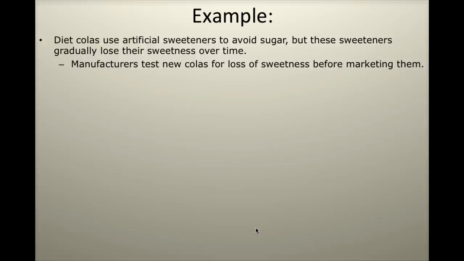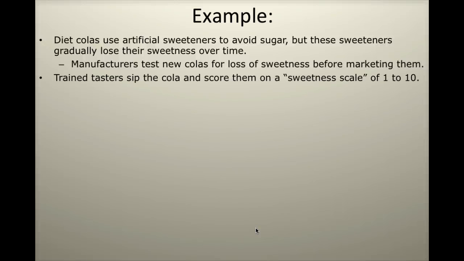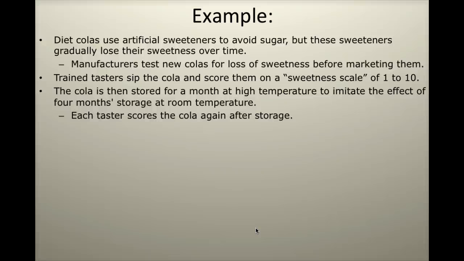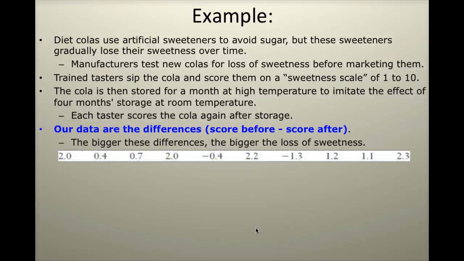Here's an example that's in your textbook. Diet colas use artificial sweeteners to avoid sugar, but these sweeteners gradually lose their sweetness over time. Manufacturers test new colas for loss of sweetness before marketing them. Trained tasters sip the cola and score them on a sweetness scale of 1 to 10. The cola is then stored for a month at high temperature to imitate the effect of 4 months storage at room temperature. Each taster scores the cola again after storage.